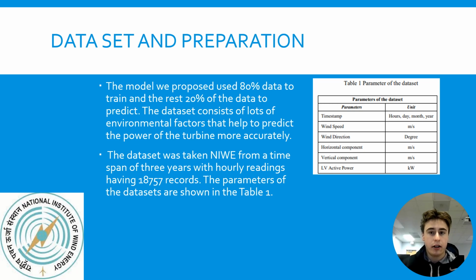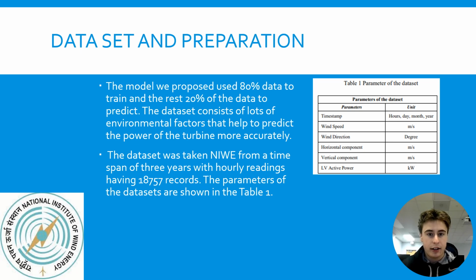So now we want to get into the data set. This paper used 80% of the data to train and 20% for the rest, for the data to predict. And it ran it on those two different models, the polynomial regression and the deep learning model.